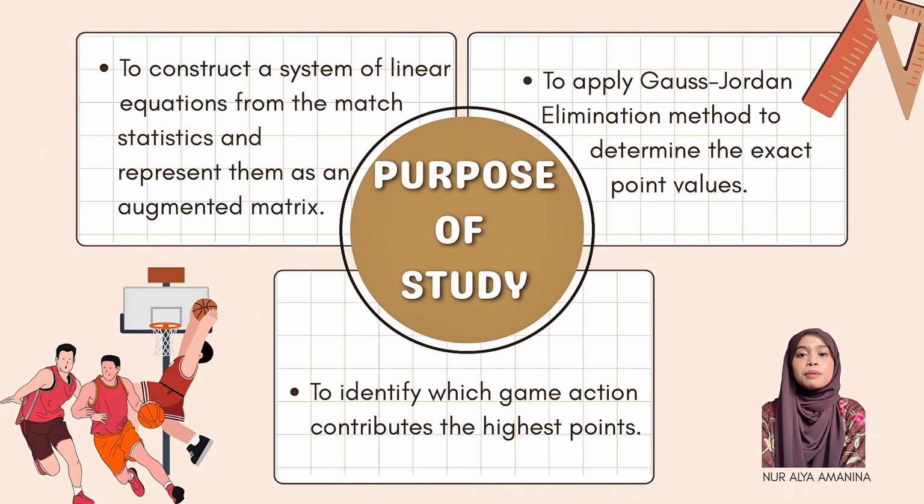We have 3 purposes of study. First, to construct a system of linear equations from the match statistics and represent them as an augmented matrix. Second, to apply the Gauss-Jordan elimination method to determine the exact point values. Lastly, to identify which game action contributes the highest points. So without wasting time, I will pass to Iliani to show you how to solve the matrix and get the answer.